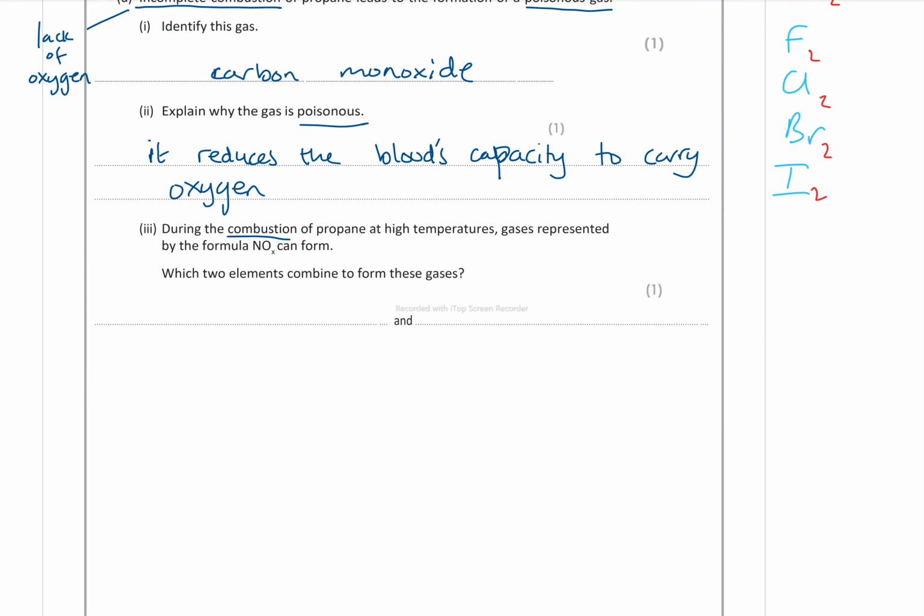Combustion of propane releases gases formed by the formula NOx, where x can be 2, 3, 4, 5, whatever it is, I think. Yeah. So we know it's got nitrogen in it. And we know it's got oxygen in it. So the nitrogen's from there. The oxygen is from there. There you go.